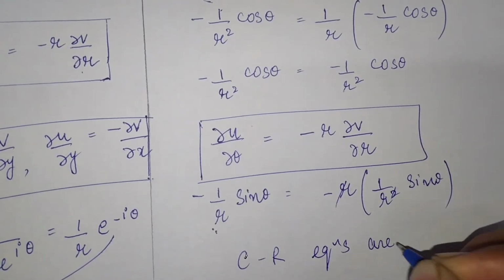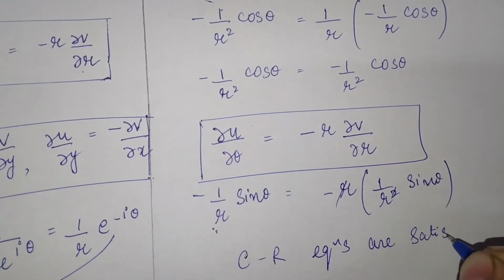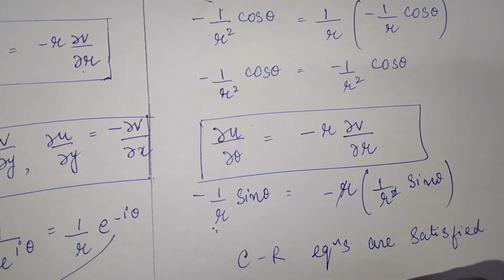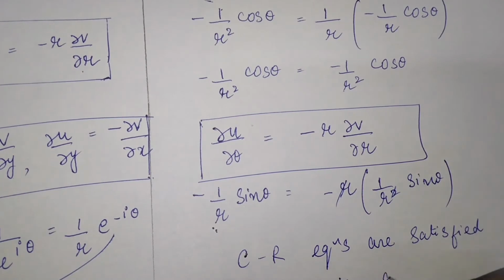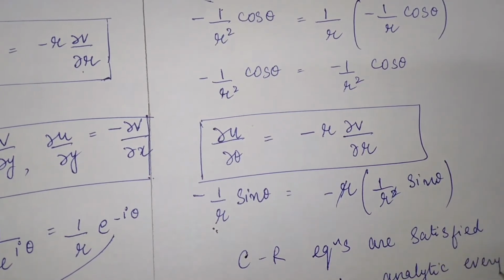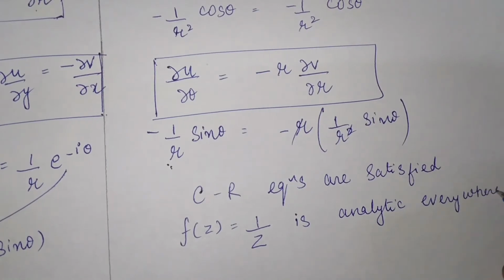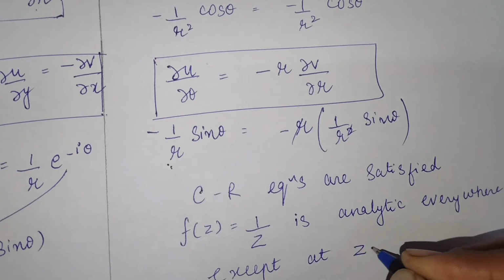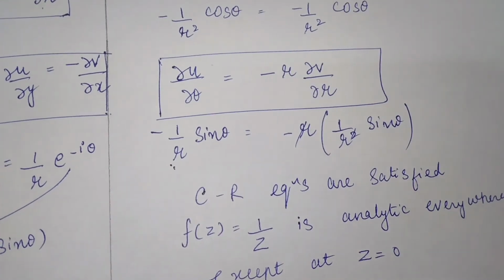And so we can say that the function f of z is equal to 1 by z is analytic everywhere except at z equal to 0. Okay? So when the polar form is given, this is how we have to check.